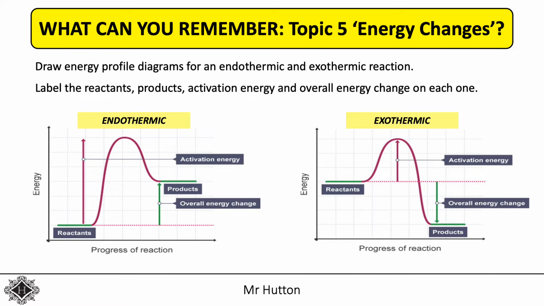If you've got these correct, then well done. So the endothermic reaction, our reactants are at a lower energy than our products. The activation energy is going from the reactants to the top of our curve, and then the overall energy change is the distance between the reactants and the products. On the exothermic side, the reactants have more energy than the products. The activation energy is still going from the reactants up to the top of the curve, and then the overall energy change is again between the reactants and the products. So well done if you got those correct.